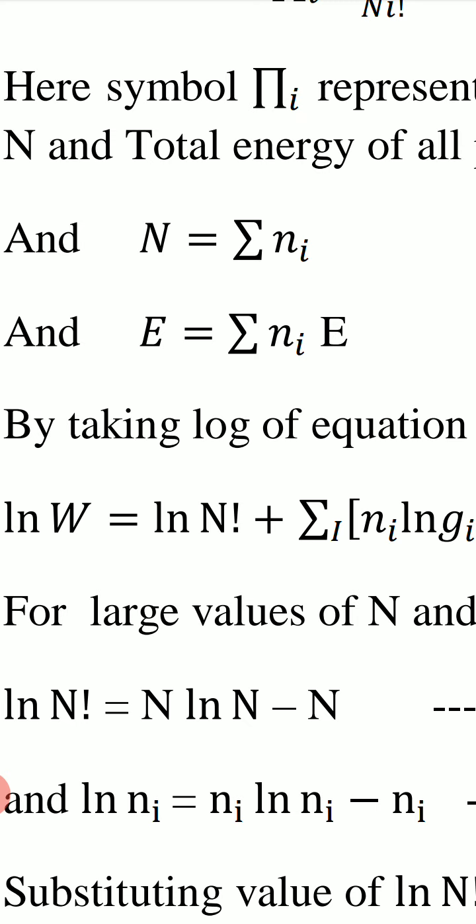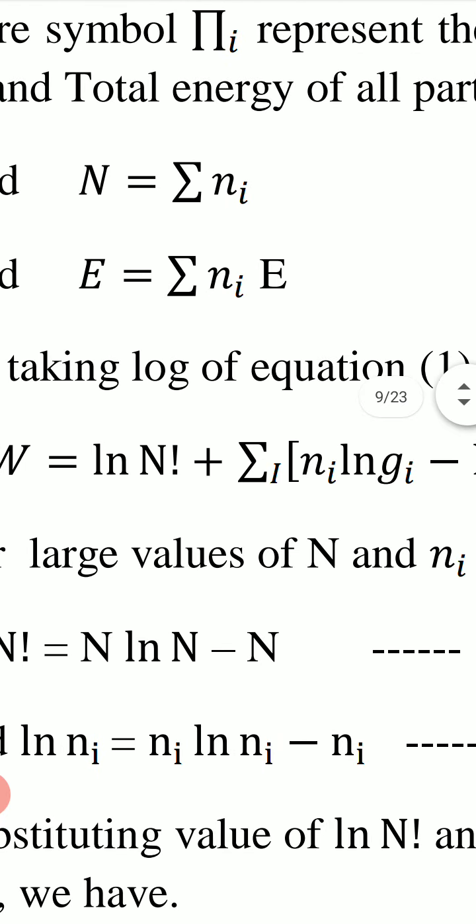Similarly, since N1 particles each have energy E1, the energy of N1 particles is N1 E1. N2 particles each have energy E2, then the energy of these N2 particles is N2 E2 and so on. So total energy of all the particles will be equal to N1 E1 plus N2 E2 plus N3 E3 and so on, and it is written as summation Ni Ei.